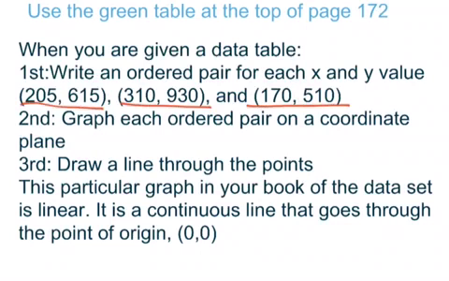So then you would graph each pair on the coordinate plane. After you've plotted those points, you'd want to take a straight edge and draw a line through each point, making sure that they all connect, okay? And that is shown on the graph on page 172 for you. This particular graph in your book of this data set is linear. It is a continuous line that goes through the origin at 0, 0. That's where it starts, and it goes straight up through there, okay?